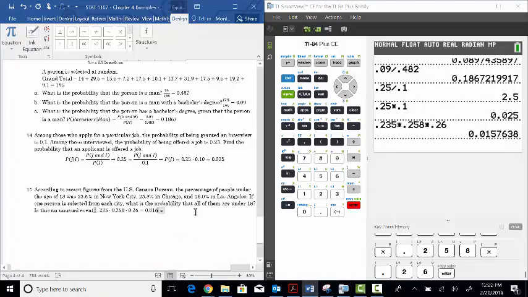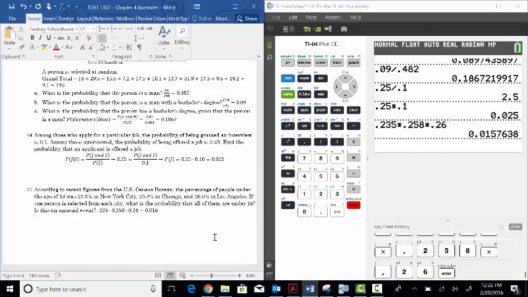0.016. And so then the next question says, are these events unusual? Remember from before we said an unusual event is less than 0.05. So I'd say yes, since the probability is less than 0.05, this is an unusual event.